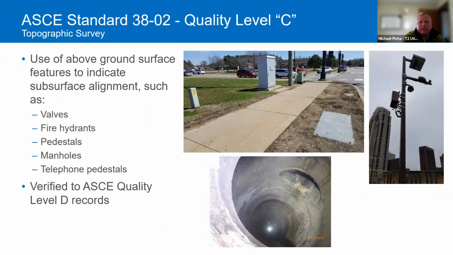As we move up to quality level C, it's really the use of the above ground surface features. As we start to put these together, we can reconcile this information with the quality level D record data that we have. We can start seeing the structures. We can start connecting those dots, and we can survey those as well.